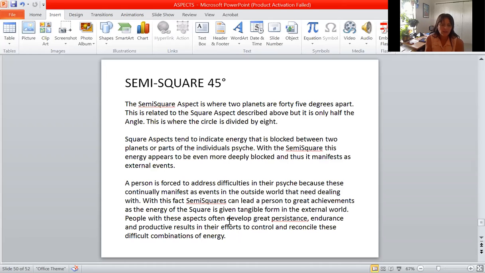So with this, the semi-squares can lead a person to great achievements. As the energy of the square is given tangible form in the external world, people with these aspects often develop great persistence, endurance, and productive results of their efforts to control and reconcile these difficult combinations.